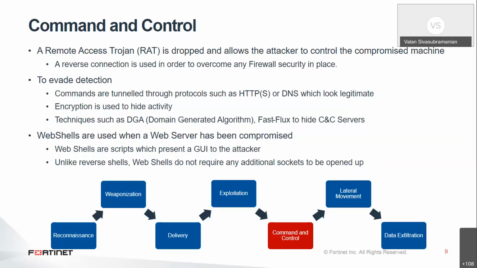So they use different techniques to hide their trace and to hide the CNC, command and control servers. Typically the command and control servers get identified and the IPs get blacklisted. To avoid these blacklisted IPs, they register new IPs and new domains, and using technology like fast flux, they're able to hide their trace and keep their connections alive.